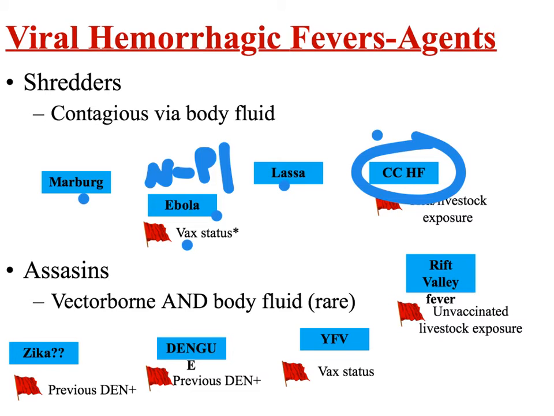Our assassins, on the other hand, work a little bit differently. These are vector-borne, and they can also be transmitted by body fluid exchange, but that is much less common. Okay, I'm going to start over here with Rift Valley fever, and the reason why it's kind of drifting up above assassin, but not quite in the shredder range, is that it's not spectacularly clear what the pathophysiology of Rift Valley fever hemorrhagic syndrome is.